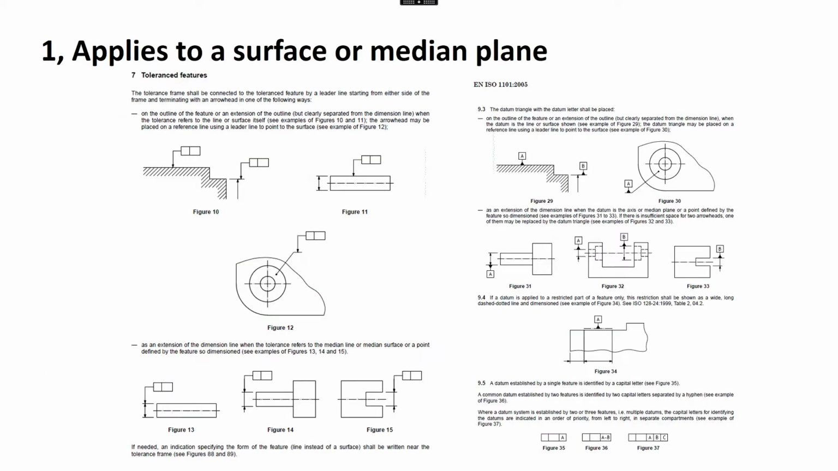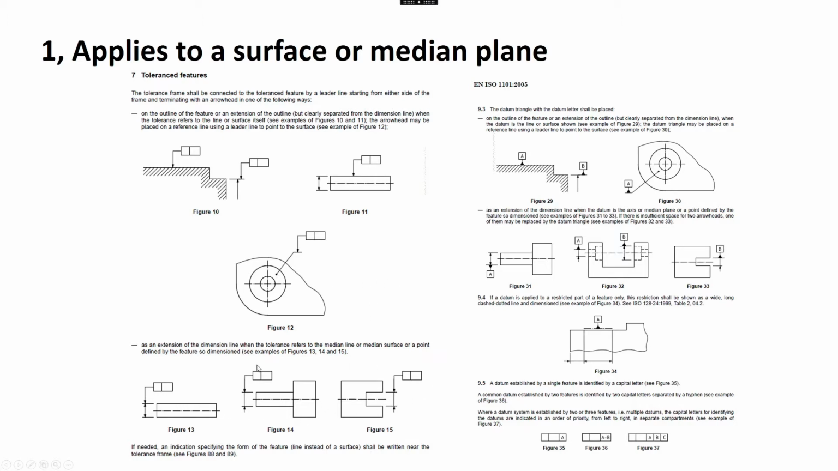Right, applies to a surface or a medium plane. So we can see this example on the left. The GD&T symbol isn't lined up with the arrow. So in this case, this would apply to the surface, not the center of this feature. This is being applied to the surface. This is being applied to the surface. This is being applied to this surface.